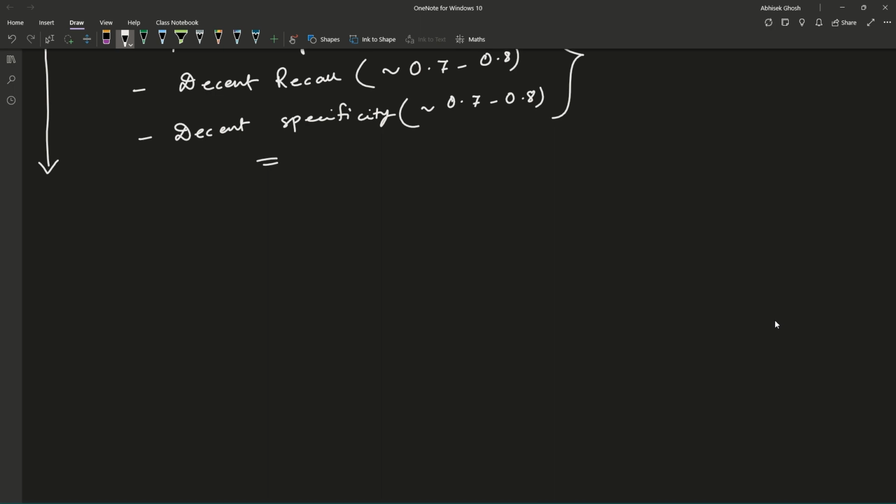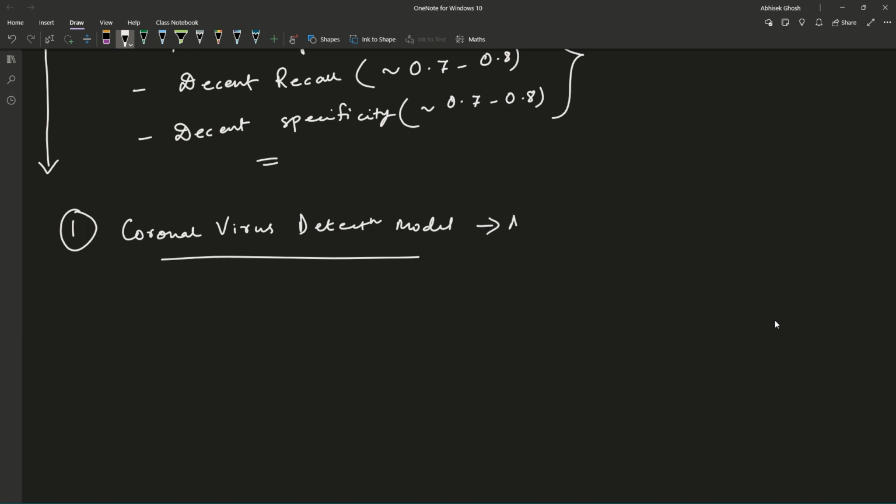Now there is also a question of when a particular metric will be taken into account, the metric which you want to prioritize more. So let's take a situation. Let's take a coronavirus detection model, right? So let's say we have made an AI model which can detect, with the help of, let's say, an X-ray of the chest, whether a particular patient has COVID or not, right?